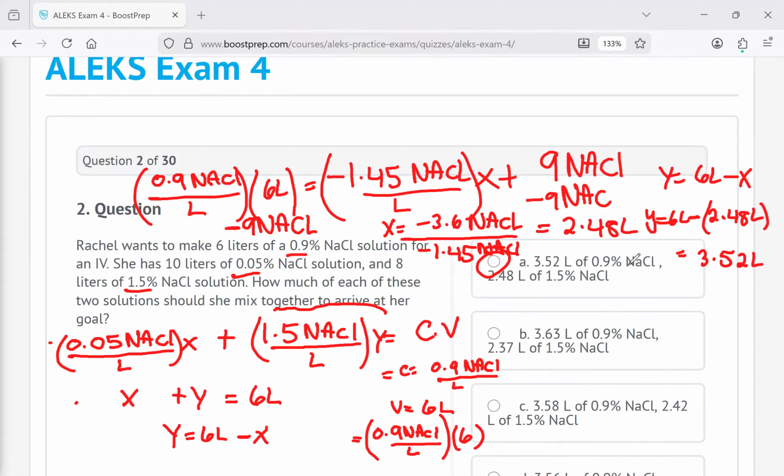Okay, so it's just like two system equations, right? Once you have your two system equations, you solve for x and y. That's exactly what we did. It's just a little bit more confusing because we're dealing with percentages and solutions.